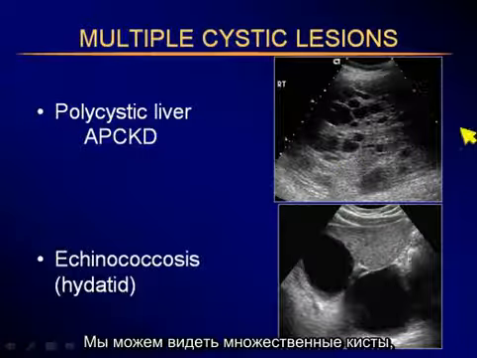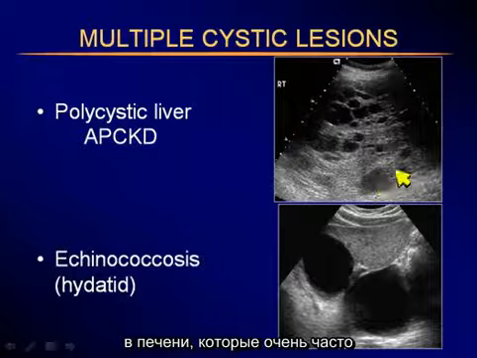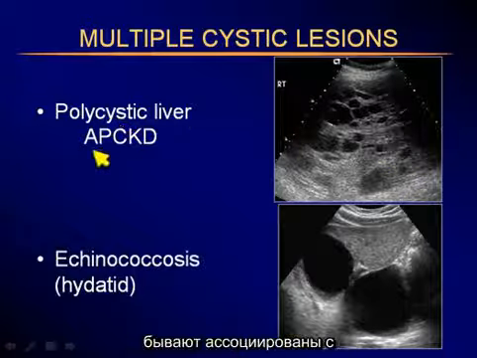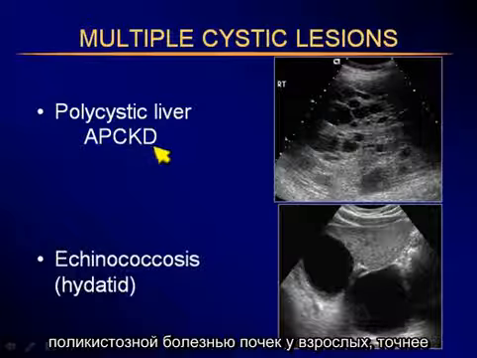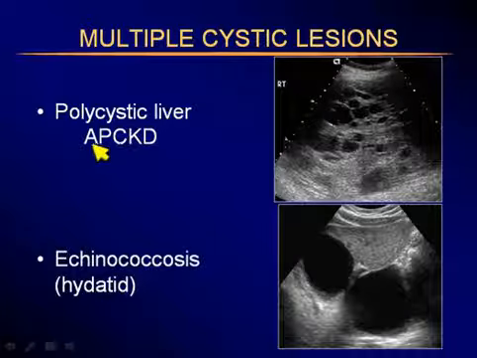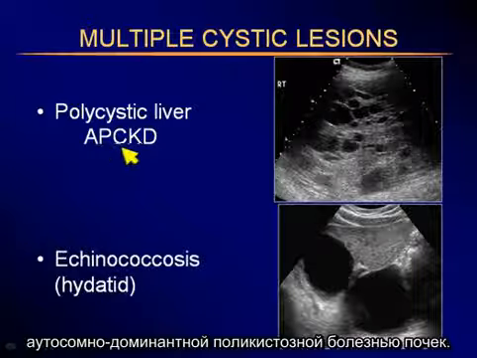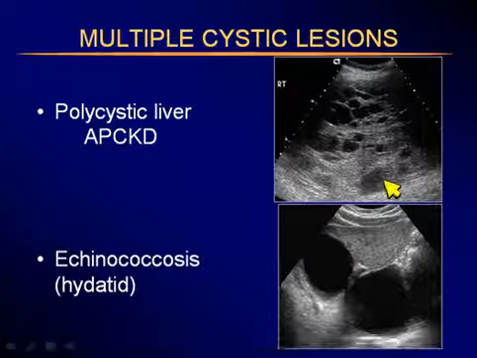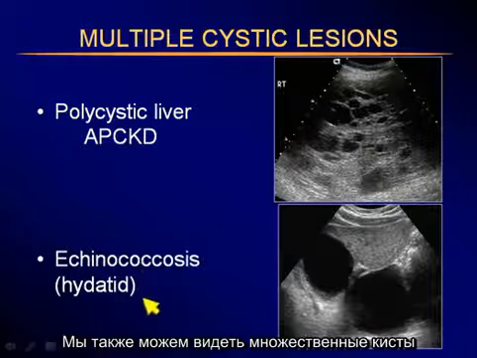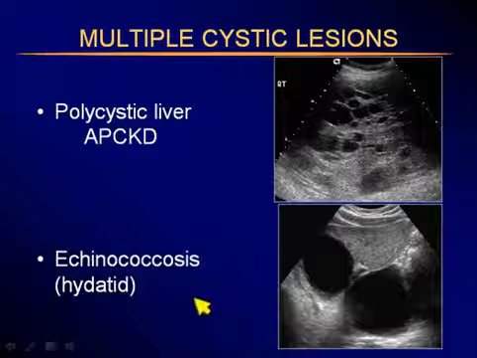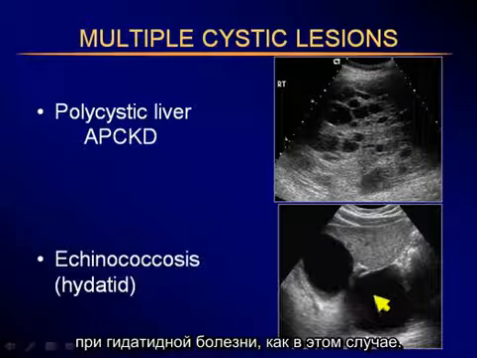We can have multiple cystic lesions throughout the liver. Very often these are associated with adult polycystic kidney disease or the dominant polycystic kidney disease. We could see multiple cysts with echinococcosis or hydatid disease, as was in this case.